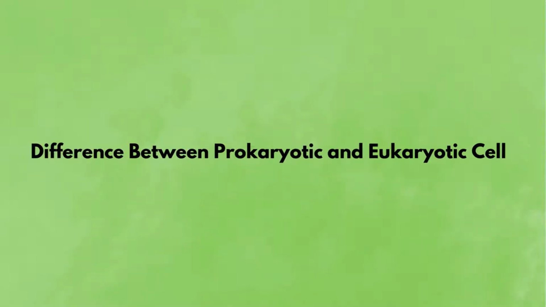Today, we will learn about the two fundamental types of cells, prokaryotic cells and eukaryotic cells. These cells form the basis of all living organisms, and understanding their differences helps us appreciate the diversity of life. Let's explore their features step by step.